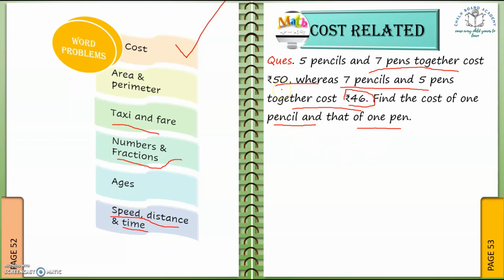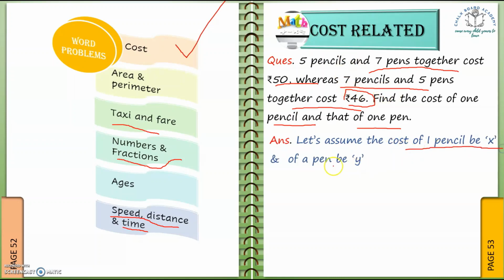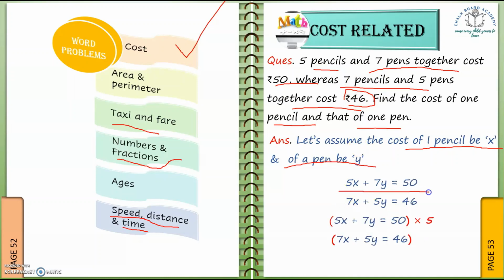So here what we are going to do first, we are going to let the cost of one pencil be x and the cost of one pen be y. So now we have to draw the equations. Here 5 pencils, that is 5x. So the first equation states 5x plus 7y is equal to 50. The second equation says 7x plus 5y is equal to 46. Now we can use any of the three methods we have discussed in the earlier video to find out the solution.